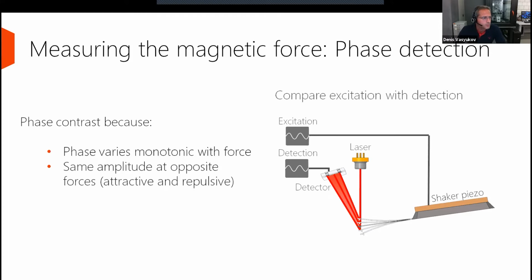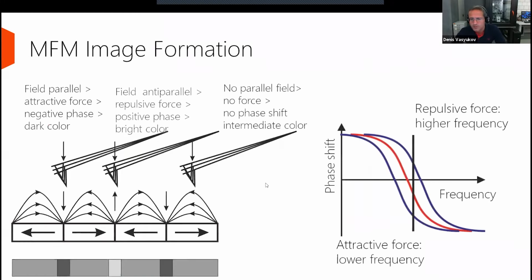So just to elaborate a bit further on how the magnetic contrast is built. On this slide, from left to right, we have three different scenarios. In scenario number one, the dipole in the cantilever is aligned with your local magnetic field, and then you have an attractive force. The attractive force you see here on the right will result in a lower frequency of the cantilever, and that would mean you have a negative phase shift. A negative phase shift will be shown as a dark color in our imaging software.